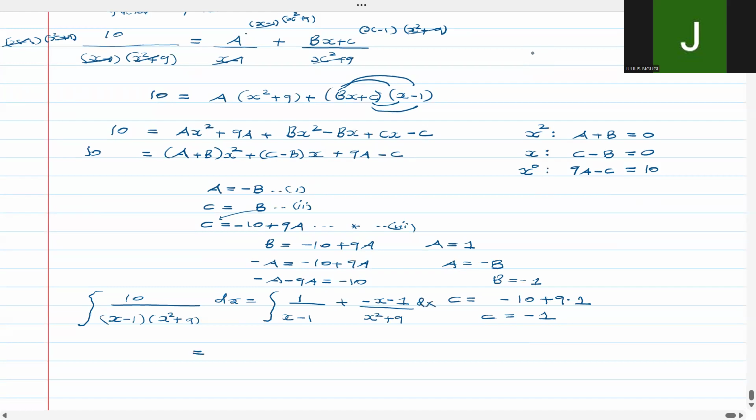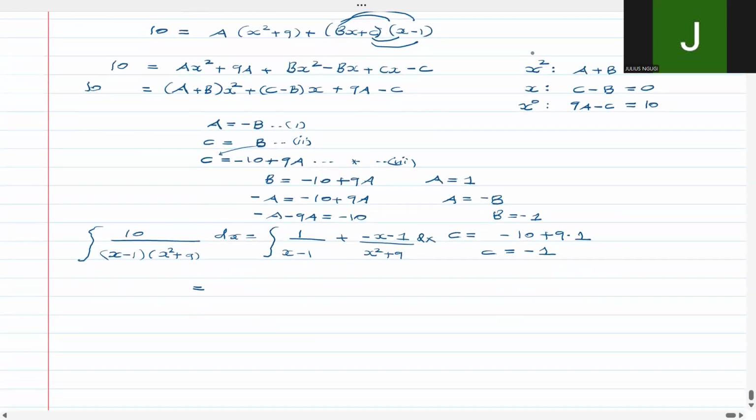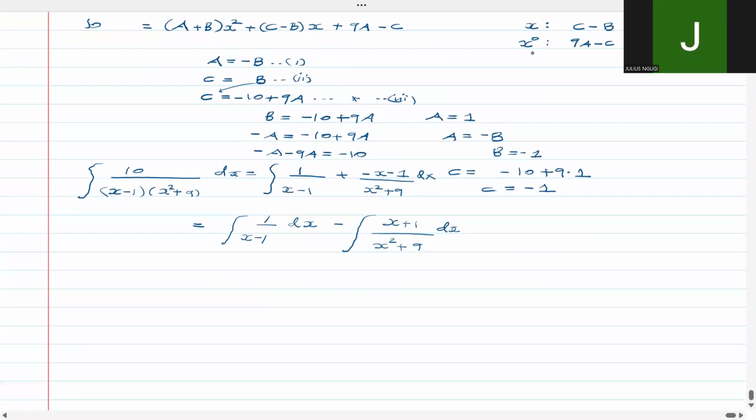So now solving the right-hand side, I can split this into two integrals. I'll have the integral of 1 over the linear factor x minus 1 with respect to x. I can decide to factor out a minus, and I'll have another integral with positive x plus 1 divided by x squared plus 9 with respect to x. Now let's do the integration. For the first one, because it has a linear factor as a denominator, it's just natural log of x minus 1. I can say plus a constant, and let me call it a constant C1, minus.